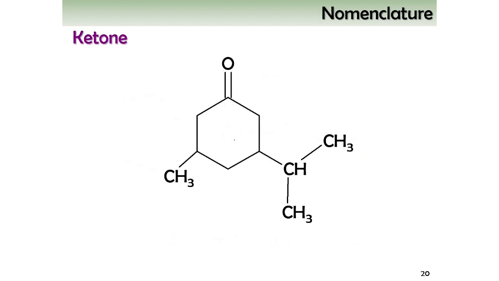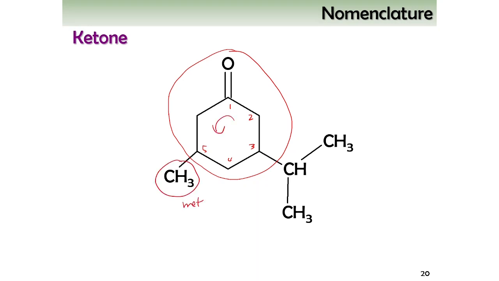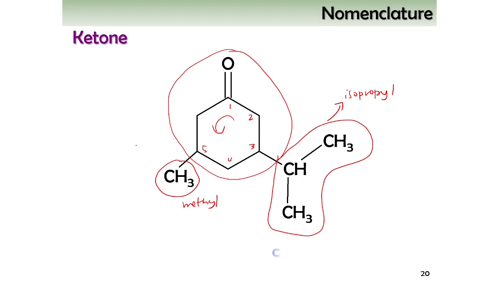Okay, what about the ketone here? So priority you will need to give to this compound. This is carbon number 1, 2, 3, 4, 5. Or you can also count from here. So this one is methyl. If you remember the shape, this one is actually isopropyl. And this one is methyl. So the name for this compound is cyclohexanone.